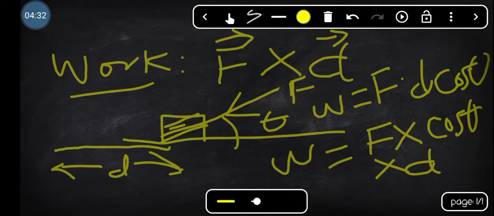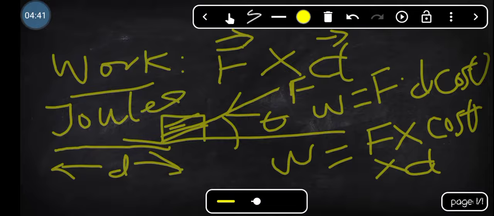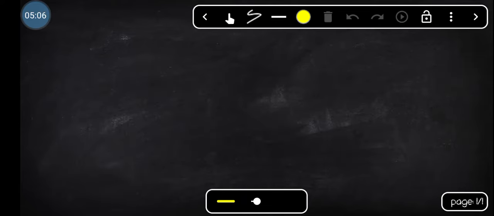So now, what is the SI unit of work? The SI unit of work is joules, or we call it Newton meter. That is very good.